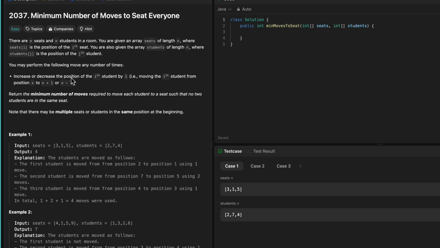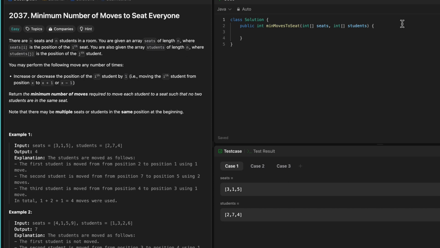Increase or decrease the position of the ith student by 1, that is, moving the ith student from position x to x plus 1 or x minus 1. Then we have to return the minimum number of moves required to move each student to a seat such that no two students are in the same seat. Note that there may be multiple seats or students in the same position at the beginning.